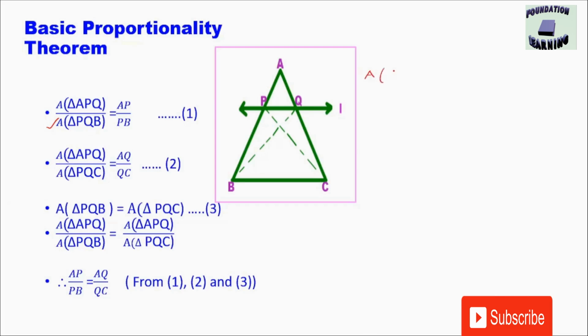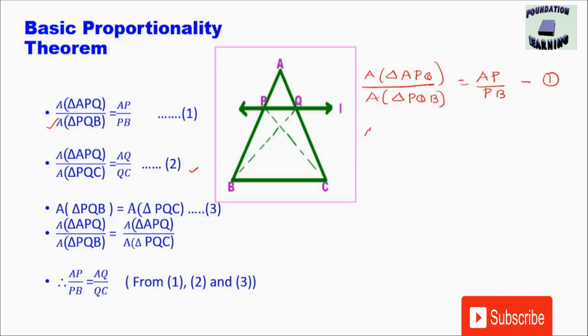First equation was what? Area of triangle APQ upon area of triangle PQB is equal to AP upon PB, which is the first equation.